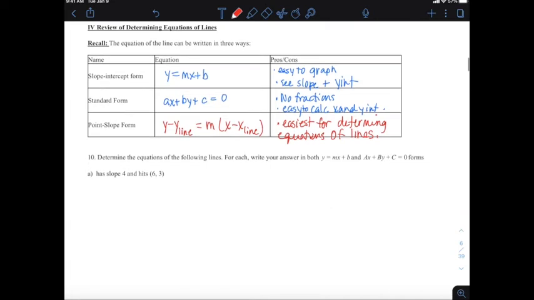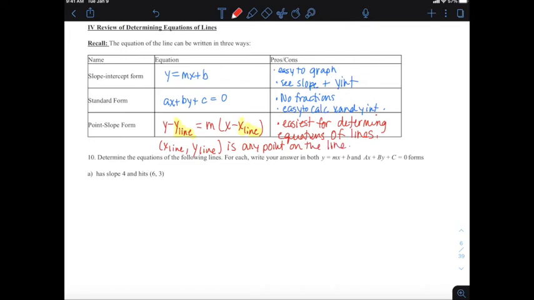So just to remind you, because I do think you've seen this before, x1, y1 represents any point on the line. It is any point that I know is on the line. So let's use it right away.